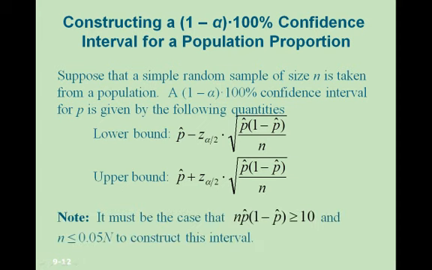Also remember that it has to be true that n times p hat times 1 minus p hat is a value greater than or equal to 10, and our sample size n has to be less than or equal to 0.05 times capital N in order to construct this interval. So notice with the lower bound and the upper bound, we are subtracting in the lower bound and adding in the upper bound the same equation to our point estimate p hat.